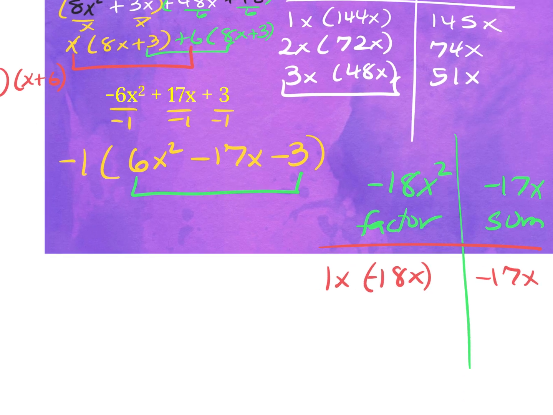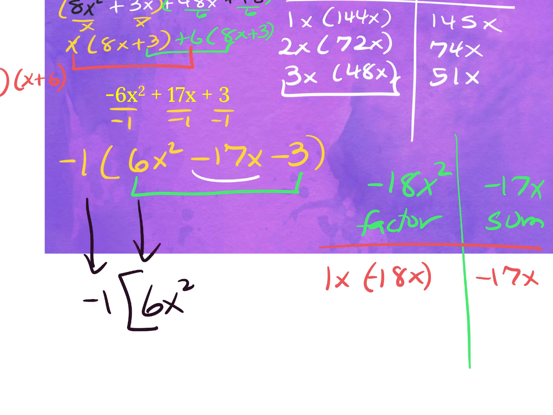So now, don't forget about the GCF here. This -1 needs to stay in the front. Rewrite the 6x squared. Replace the 17 with the two numbers you just found. And again, it doesn't matter the order to put them in. And then rewrite the -3.